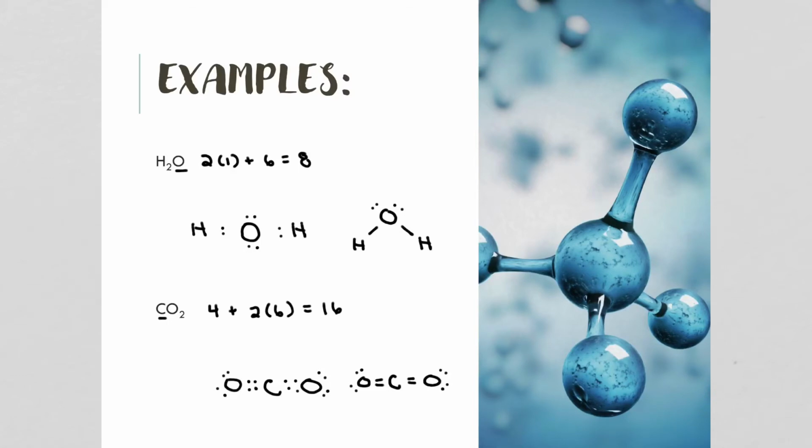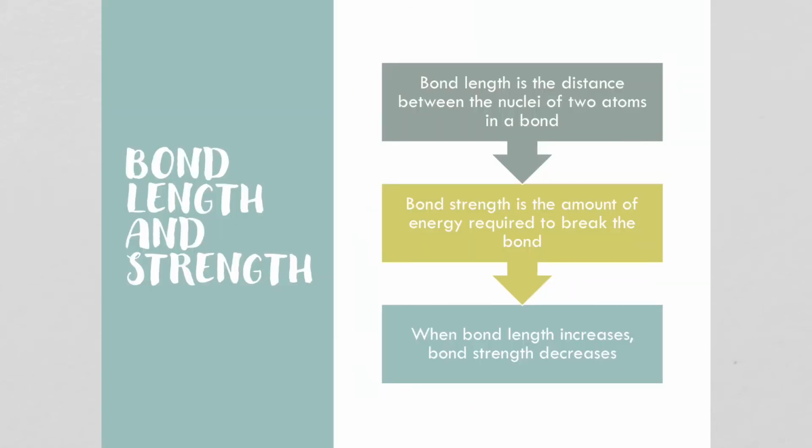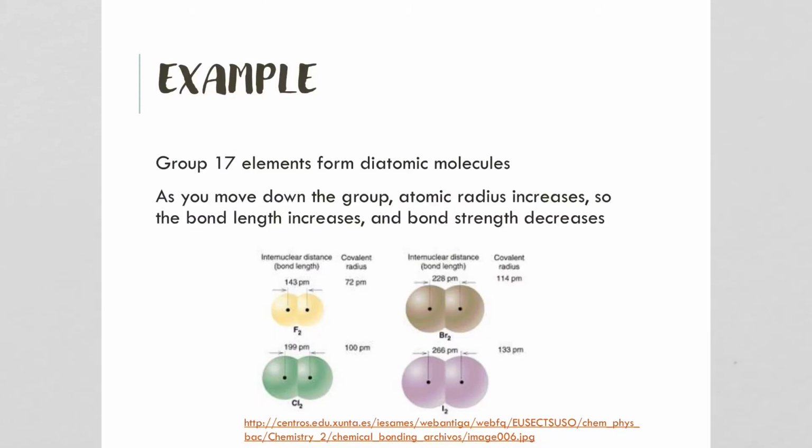Like so. So there is a relationship between bond length and bond strength. So bond length is the distance between the nuclei of 2 atoms in a bond. And bond strength is the amount of energy required to break the bond. When bond length increases, so when the bond gets longer, the bond strength will decrease. So it'll be easier to break the bond as it gets longer.